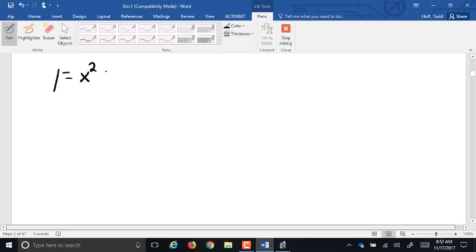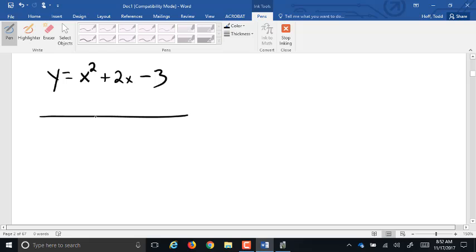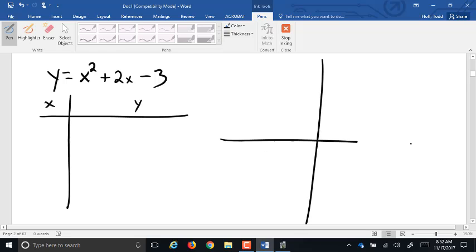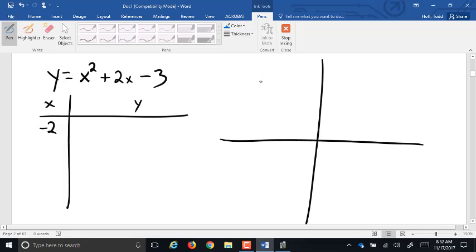We might have y equals x squared plus 2x minus 3. Now we're going to need to make a table again, and our graph. Let's pick a value. I'm going to try negative 2 for x. Notice I'm not putting in anything else below it because this might take a little space to figure out y.